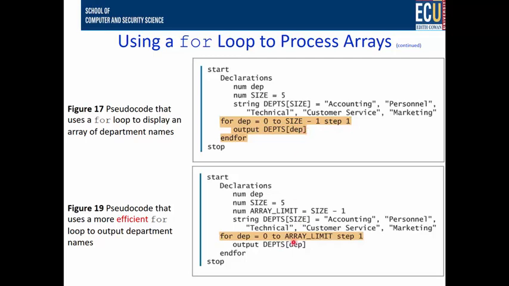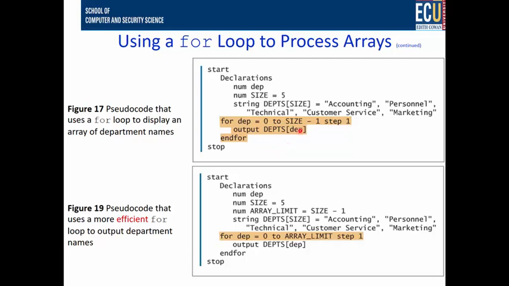This program is doing the same thing, but there's a slight modification, and this program is more efficient than the previous one. Can you spot the difference, and why this loop is more efficient than the previous one? Can you spot the difference, and why the lower one is more efficient than the upper one? You say it's size minus 1.